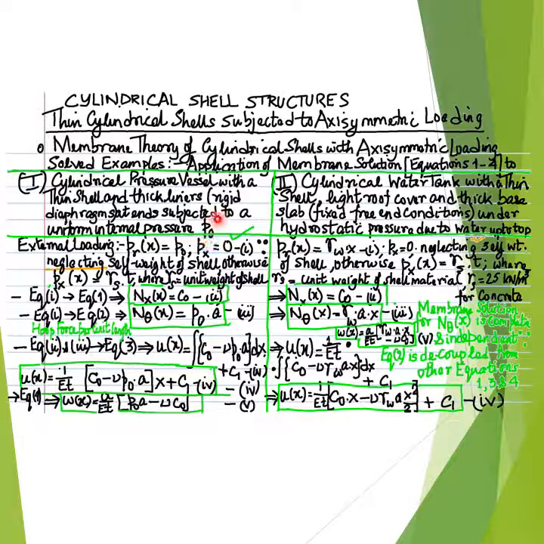a uniform internal pressure, P naught, an example of axisymmetric loading, and two, a cylindrical water tank with a thin cylindrical shell that is provided with a light roof cover at the top and a thick base slab at the bottom of the base, thus constituting fixed free end conditions, with the thin cylindrical shells subjected to hydrostatic pressure due to the stored water or any other liquid for that matter.